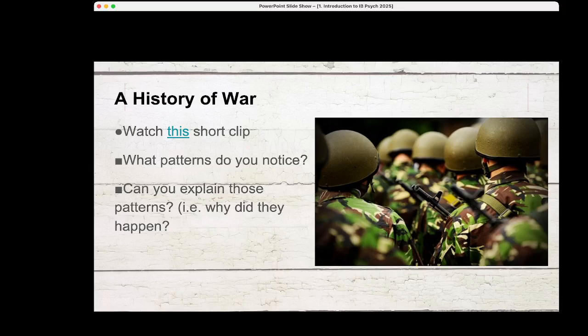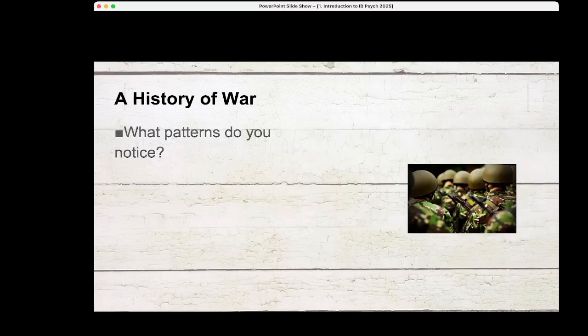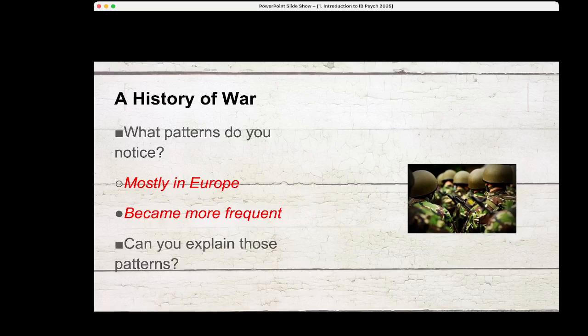I've kept this from the introduction unit because it's a very simple, very straightforward, but I think good activity to demonstrate what a theory is. There's a short clip which goes through a history of war over 1,000 years, and the explosions mirror the size of the conflict, and the students are trying to notice patterns. Two patterns that they should have noticed were that it's mostly in Europe, and they became more frequent, and they actually became larger. And then they try to explain those patterns, right?